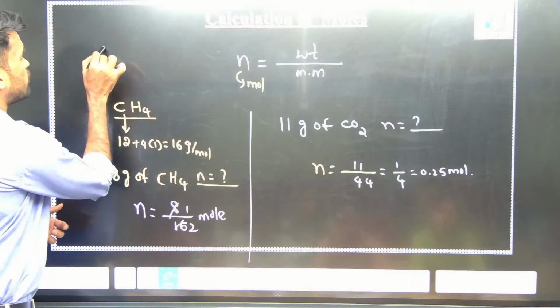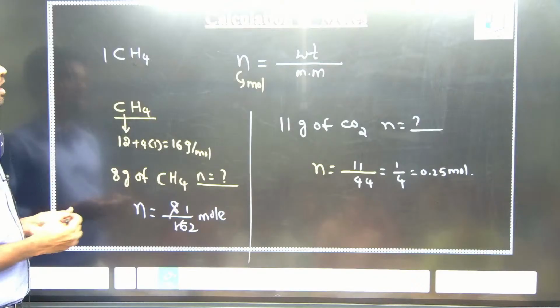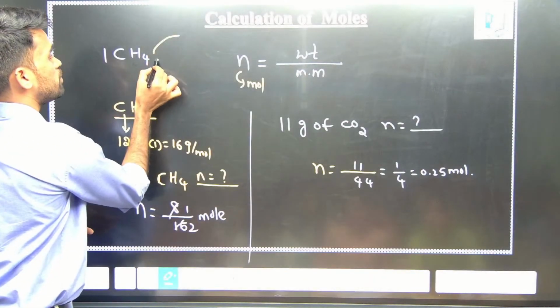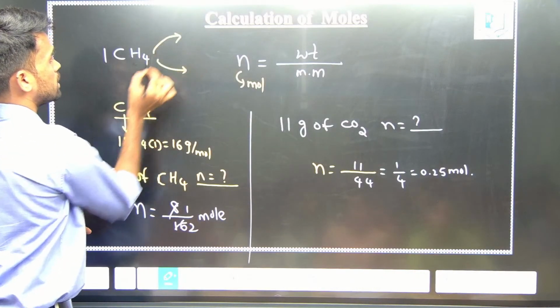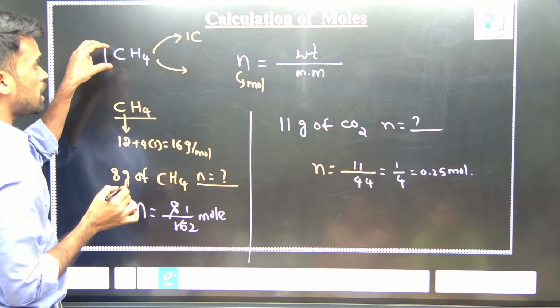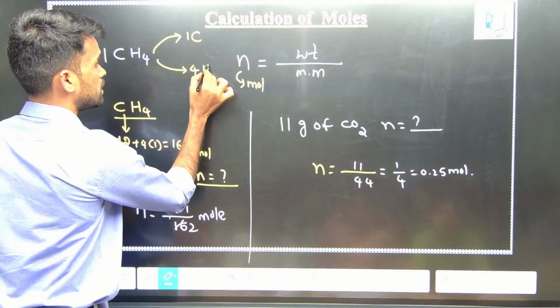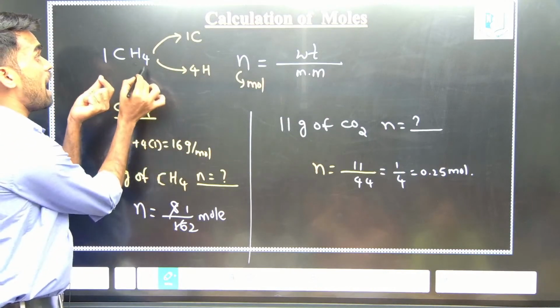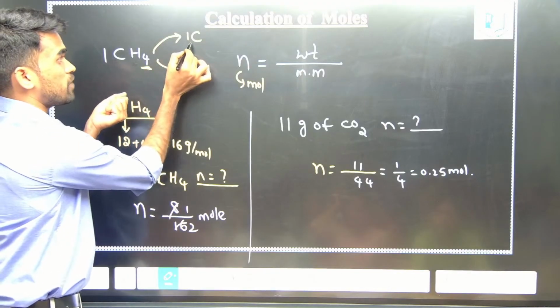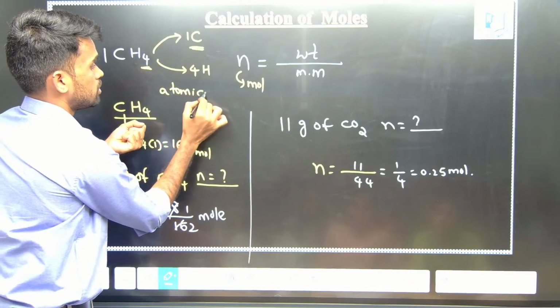See, if I take 1 molecule of methane, how many carbons are there? 1 carbon atom is there. In 1 molecule of methane, how many hydrogens are there? 4. So 4 hydrogens are there. So the number of hydrogen atoms and number of carbon atoms, that is called its atomicity. What is that? Atomicity.